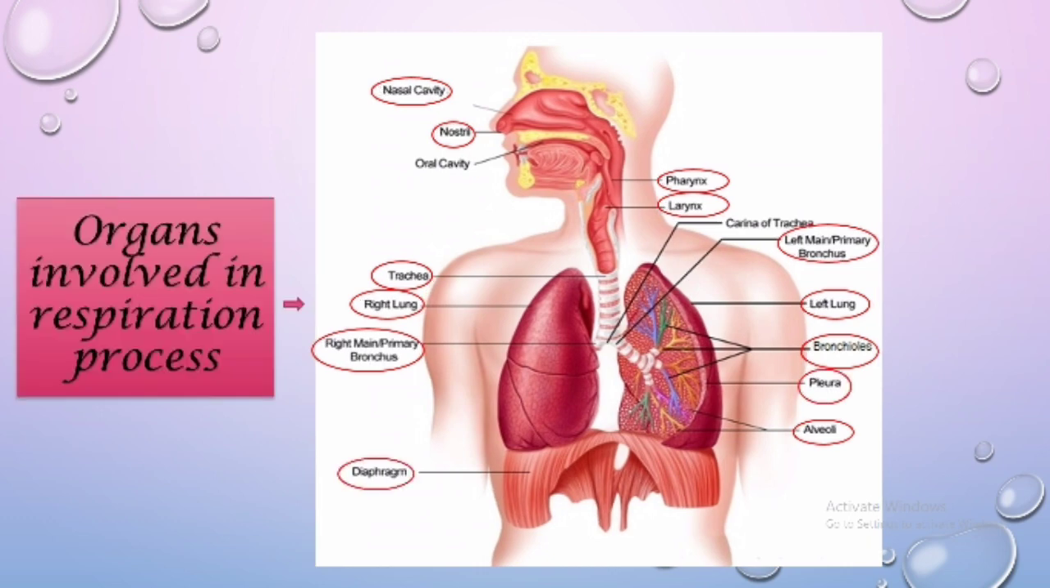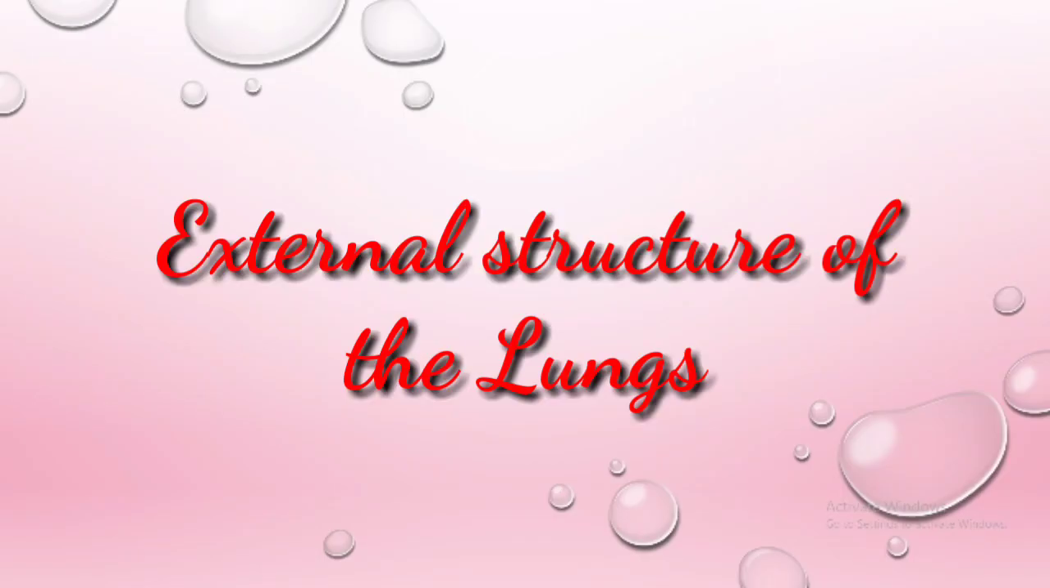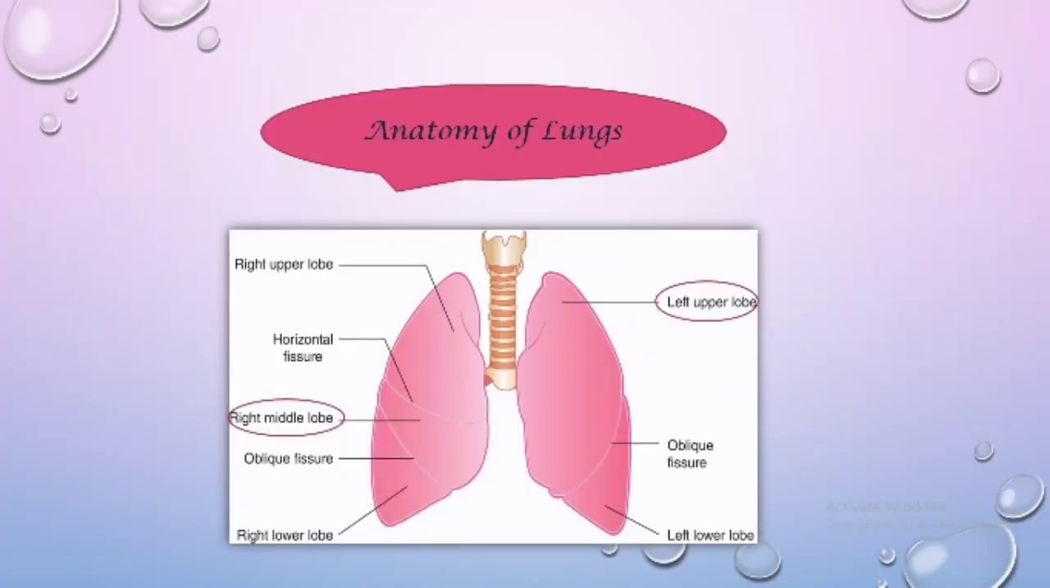The lung has outer membranous structure called pleura. Just beneath the lungs is a thin sheet of muscle called diaphragm. Let's learn about the external structure of lungs. We have pair of lungs located on the right and the left side of the chest cavity.